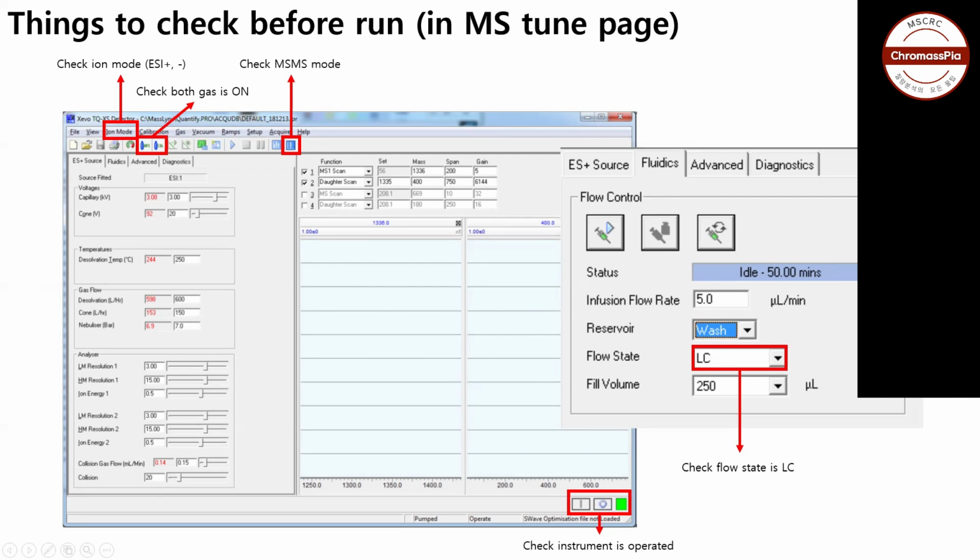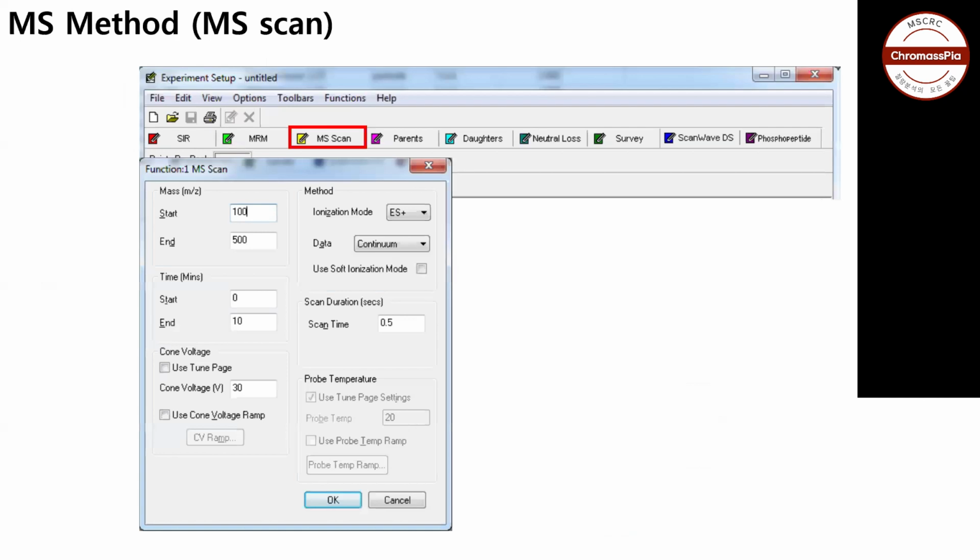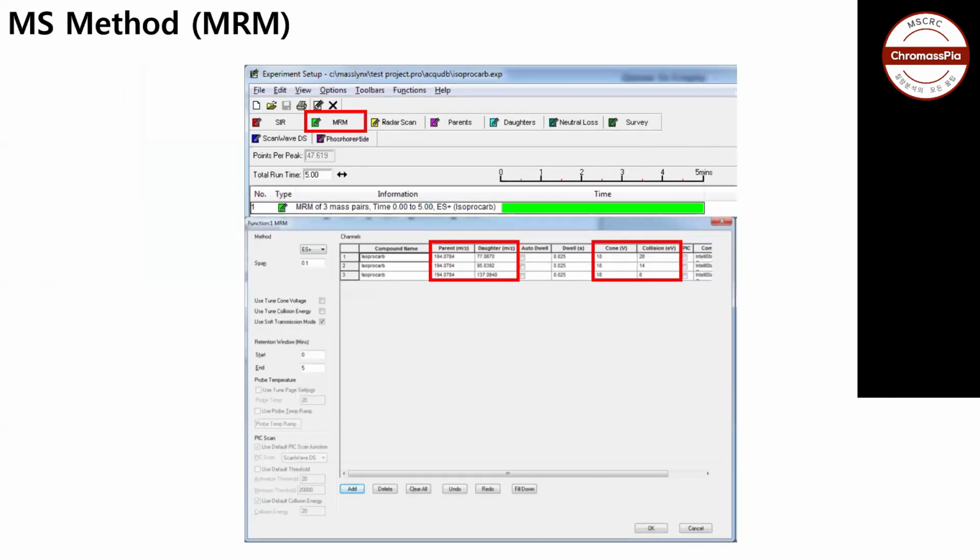Oh, thank you. Is there any question? Yes, Sungjun, I have a few questions. First of all, when we have to set the MS method, when is the time when we have to select the parent scan and daughter scan in that one? What is the appropriate time to select which option before this one?